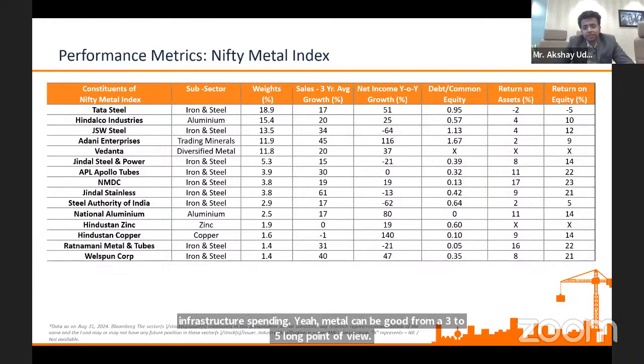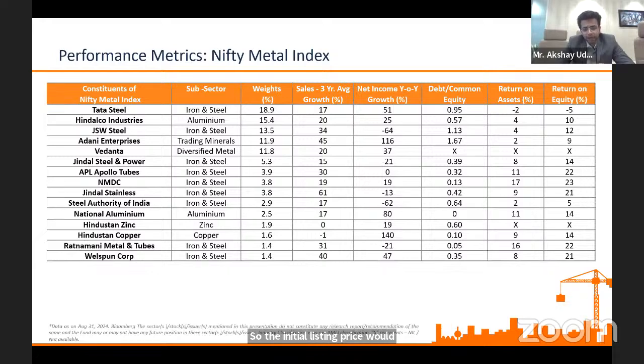The initial listing price would be based on the closing index value. For example, I'll take a hypothetical number. If the index value is 30,000, divided by 30, your NAV would be somewhere around 30. Again, that's just an example that would depend on the value of the price return index on that particular day.